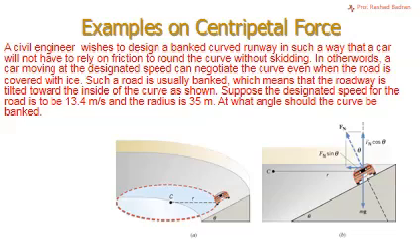Such a road is usually banked, which means that the engineer will take into consideration how to tilt the road toward the inside of the curve. And here, if the designated speed of the road is wanted to be 13.4 meters per second with a radius of 35 meters, what should the angle of the banked curve be?